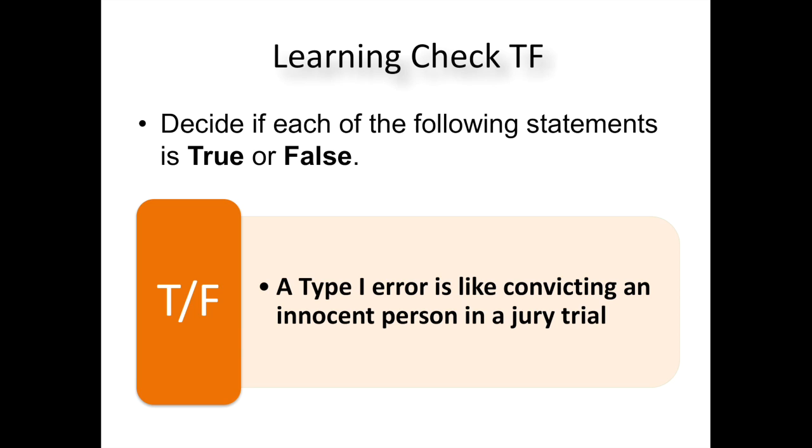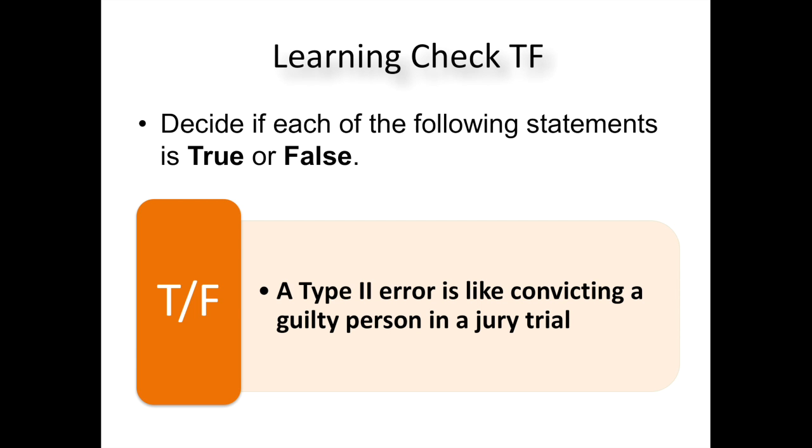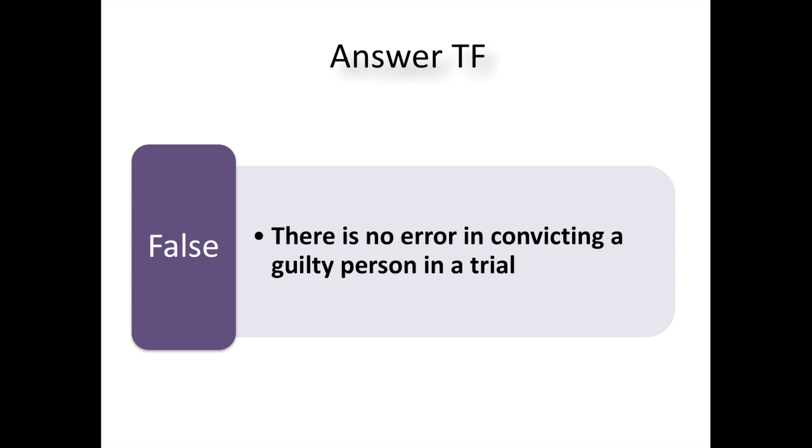Okay, so take a look here. True or false? A type 1 error is like convicting an innocent person in a jury trial. True. Innocence is that null hypothesis, and conviction is rejecting that null hypothesis. Okay. True or false? A type 2 error is like convicting a guilty person in a jury trial. So think about this one, it's a little bit tricky. No, this isn't an error at all. You should convict a guilty person in a trial.